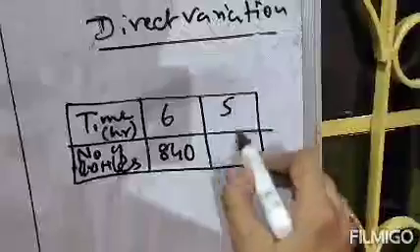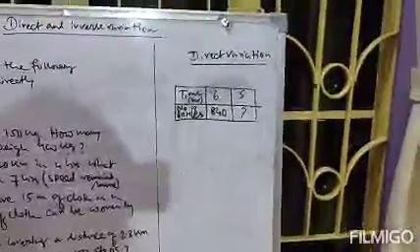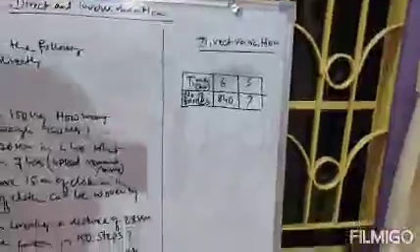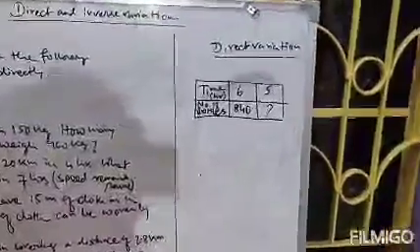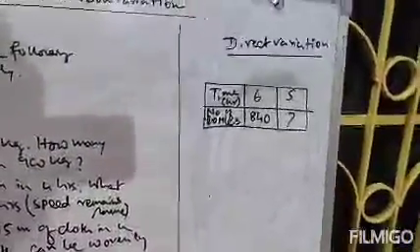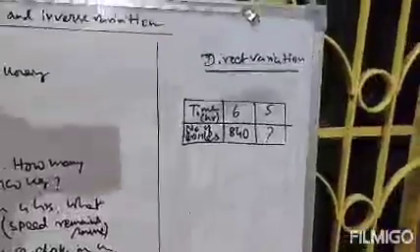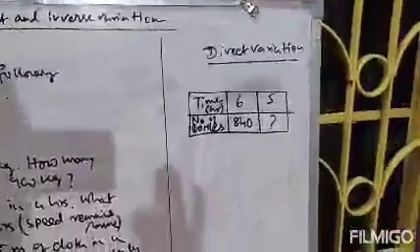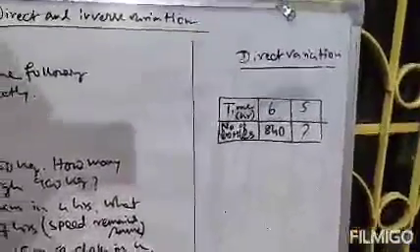Then if the time becomes 5 hours, find out the number of bottles manufactured. The question is this, I am repeating again: in 6 hours the number of bottles manufactured is 840. Then how many bottles can be manufactured in 5 hours? We will see whether this question is direct variation or not.